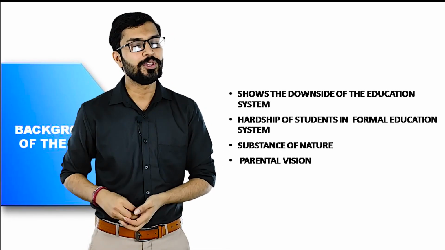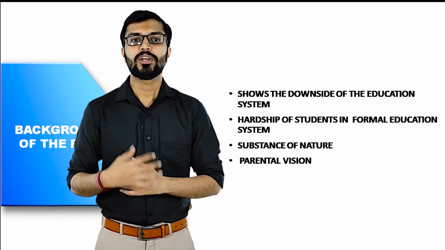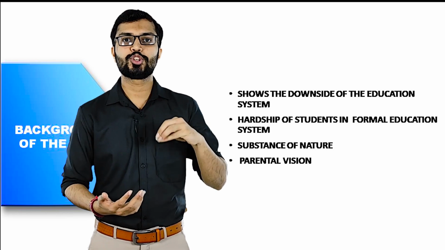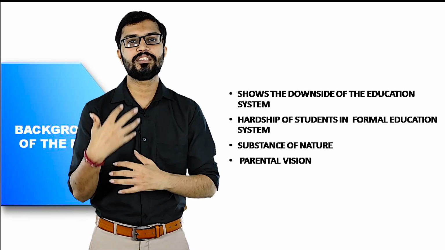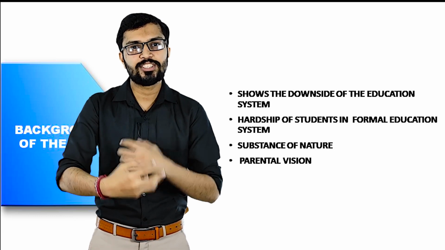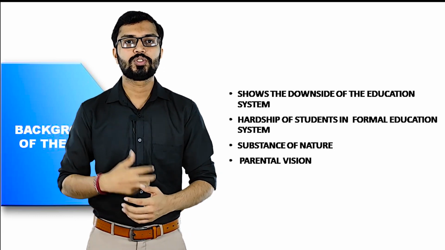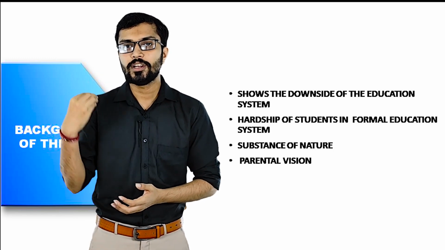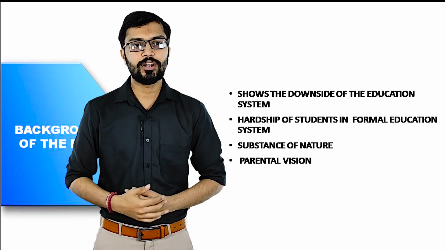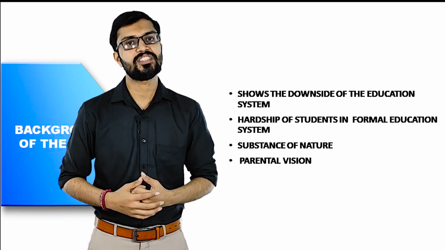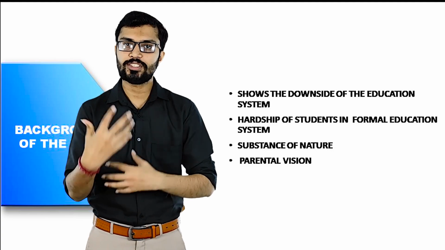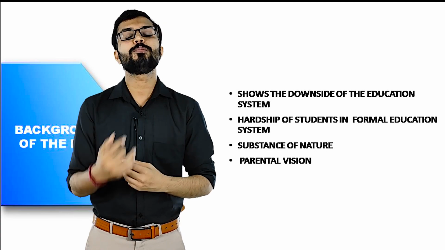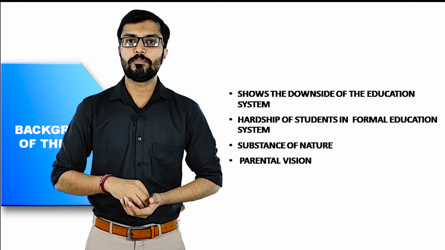Now we have seen about the poet. Now let's know about the poem, the thematical elements in the poem. So first one is it shows the downside of the education system. What is the downside? Here it means the disadvantages or demerits of the educational system. Now the second point is hardship of students in the formal education system. What is hardship? Hardship is like difficulties, and what difficulties students face in the formal education system is explained here in this poem by the poet.